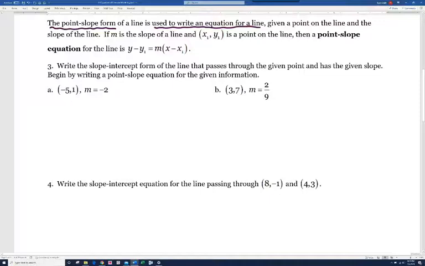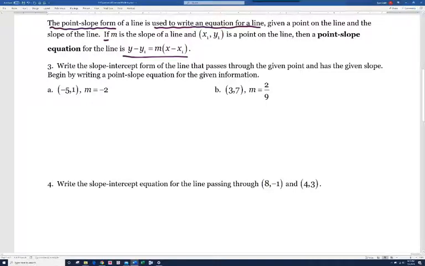So it's called the point-slope equation, and notice what you need to use it. Well, it says if m is the slope of a line and (x1, y1) is a point on the line, then a point-slope equation for the line is y minus y1 equals m times the quantity x minus x1. And so this is our point-slope equation.